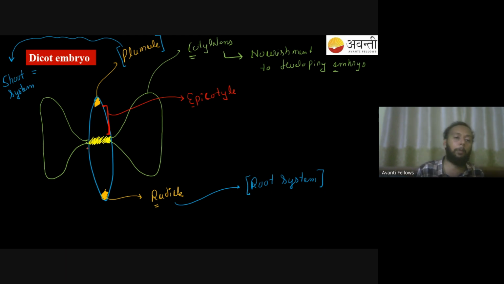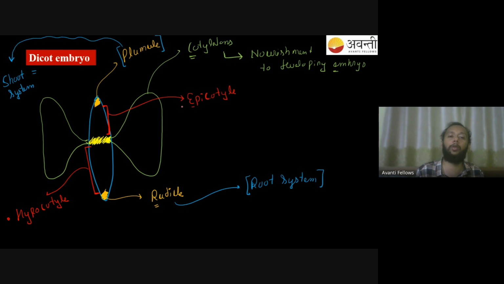Similarly, you have a region below the point from where the cotyledons are coming out, between that and my radicle. So इसके बीच में भी आपको यहाँ पे एक area मिल रहा है, and that area is called my hypocotyl. तो ये चीज आपको यहाँ पे याद रखनी है.